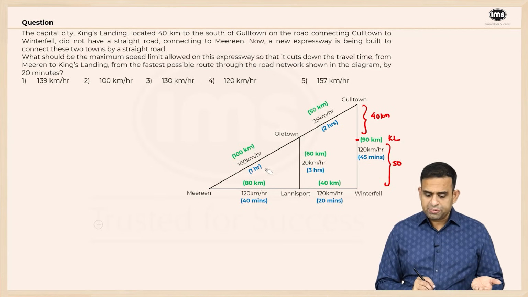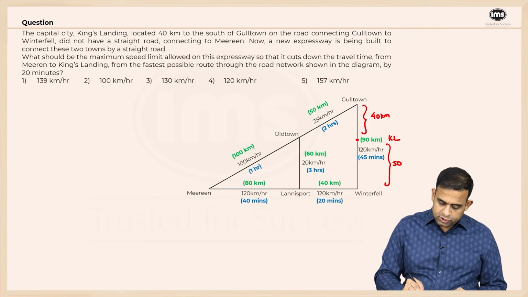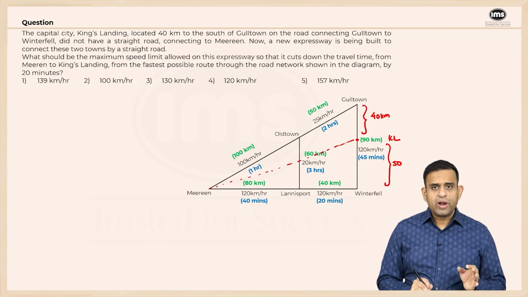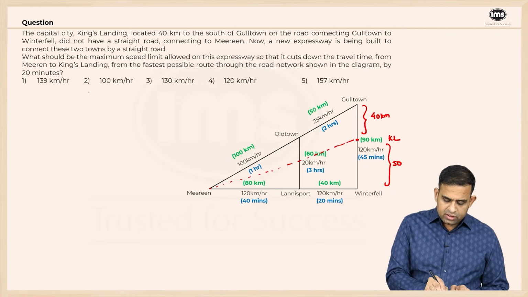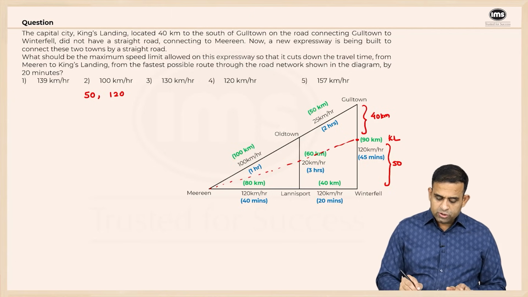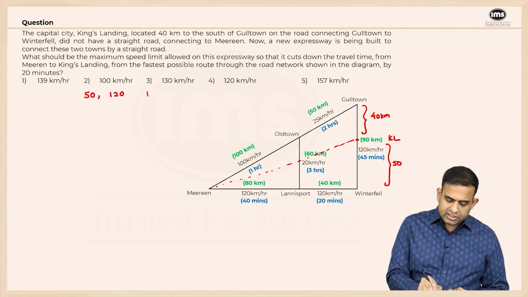Now they are saying a new expressway is being built to connect these two towns by a straight road. So this, you can say, is the required new expressway. And if I look at this right angle triangle with two perpendicular sides as 50 and 120, King's Landing to Winterfell was 50, Meereen to Winterfell was 120. So this new expressway will have a distance of, one can say, 130 kilometers.